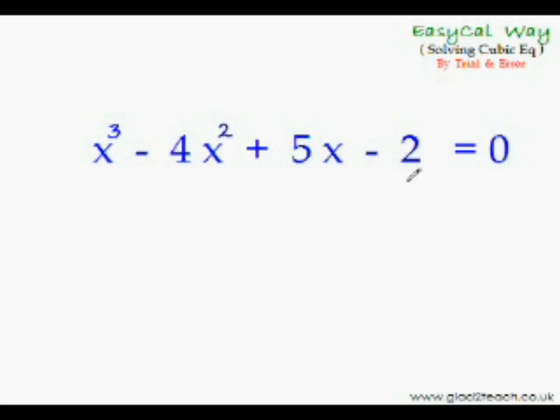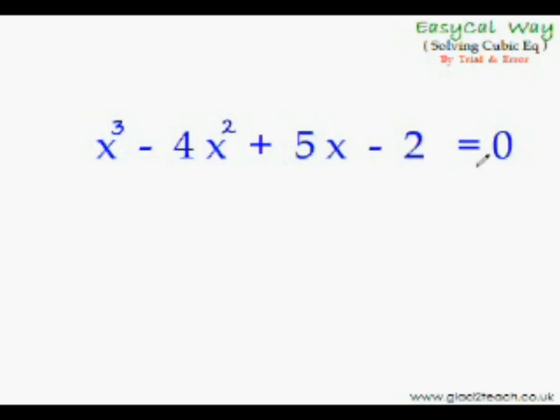Therefore, the chances of 1 or minus 1 being one of the roots of a cubic equation are very high. So we always start by checking if x equal to 1 or minus 1 is one of the roots of a cubic equation. In most of the cases, it is. Otherwise, you can check the next set of numbers.